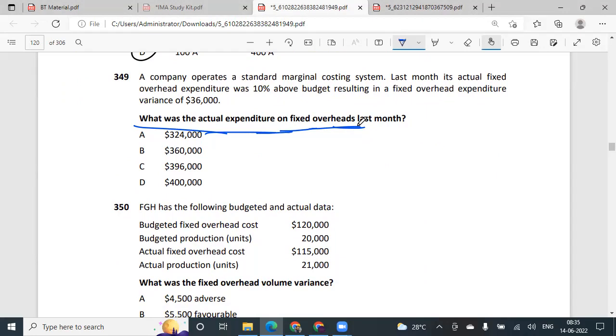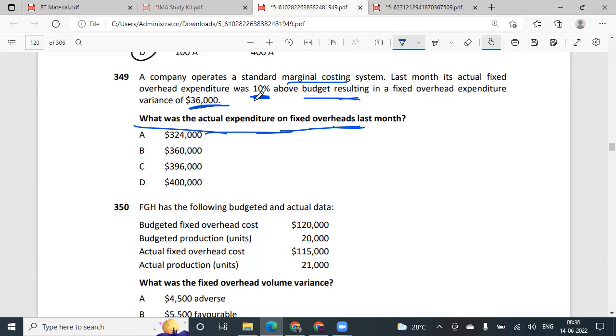So if you just see in here, a company operates a standard marginal costing system. Last month, its actual fixed overhead expenditure was 10% above the budgeted, resulting in a fixed overhead expenditure variance of $36,000. We need to find out the actual expenditure on fixed overheads last month. So to find that out, what do we need to do? How much is it saying, 10% was more? What does it mean?